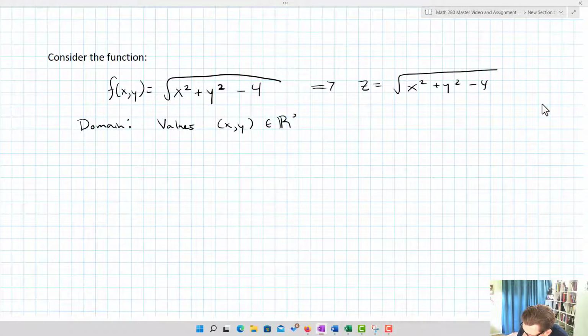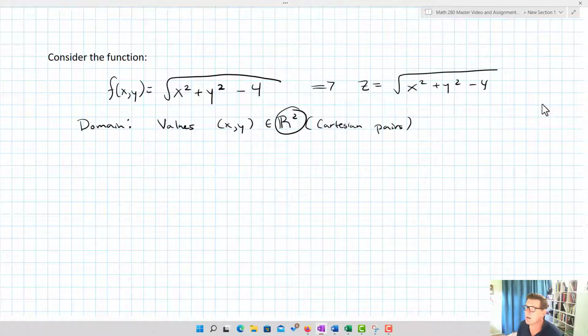And just a little quick note about what it means to be R2. These are what we call Cartesian pairs, or ordered pairs, okay? And that's what we mean when we write this R2, anything that belongs in that Cartesian plane. We'll get something else called R3, and that's like Cartesian triples. Those are real number valued triples, but in this case, we just have these pairs, x, y.